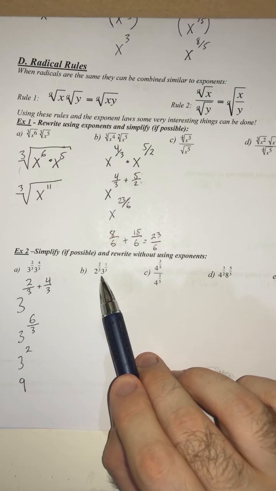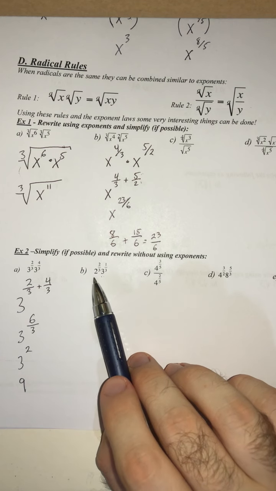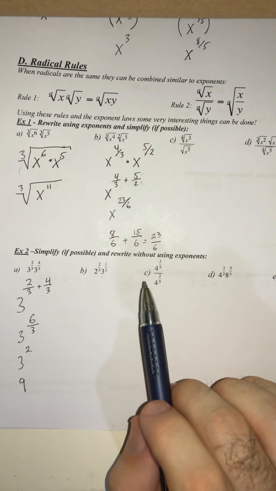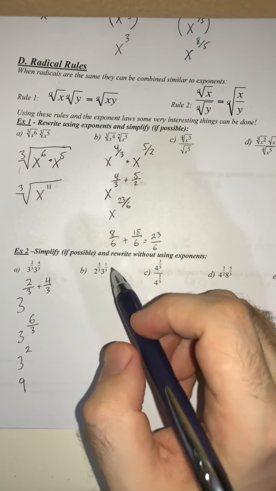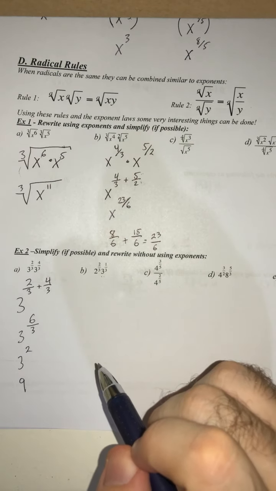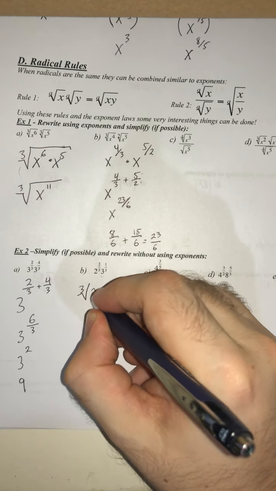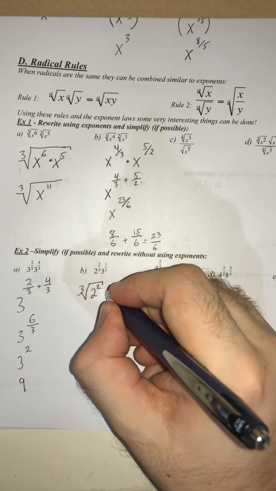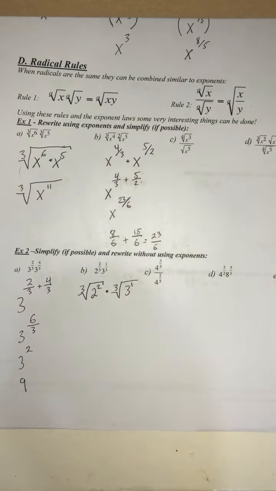Let's try this one. Notice the bases are not the same. Because the bases are not the same, I cannot simply add the powers. So be careful with that. It's a trick. So what I'm going to do is write this in radical form. So this is going to be the cube root of 2 squared times the cube root of 3 to the power of 1, which is just 3.